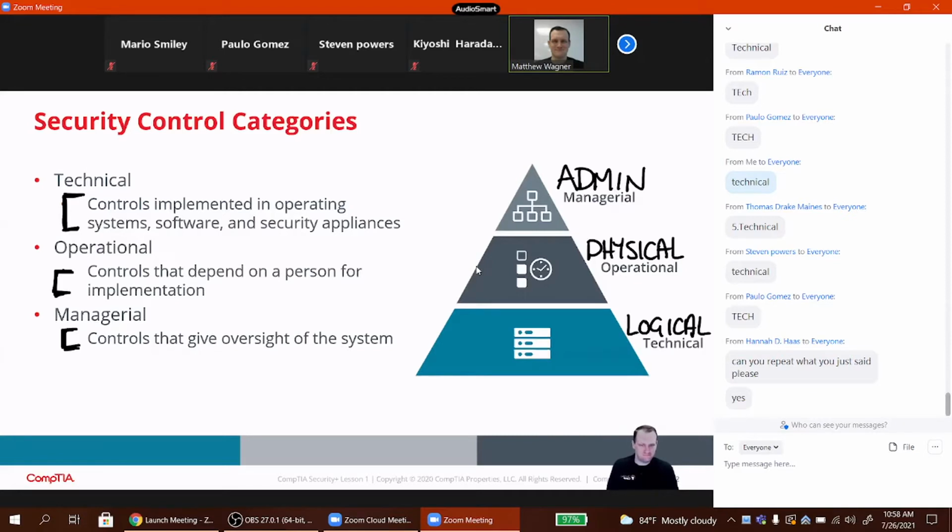Managerial, the admin side of things, is oversight for the system. It is our policies. It guides people. It tells them how to act. So this is where I would expect policies, procedures, guidelines, frameworks, and all those types of things to be written out. And certainly anything that managerially has been written, anything administrative, will then hopefully persuade people to uphold our technical and operational controls.